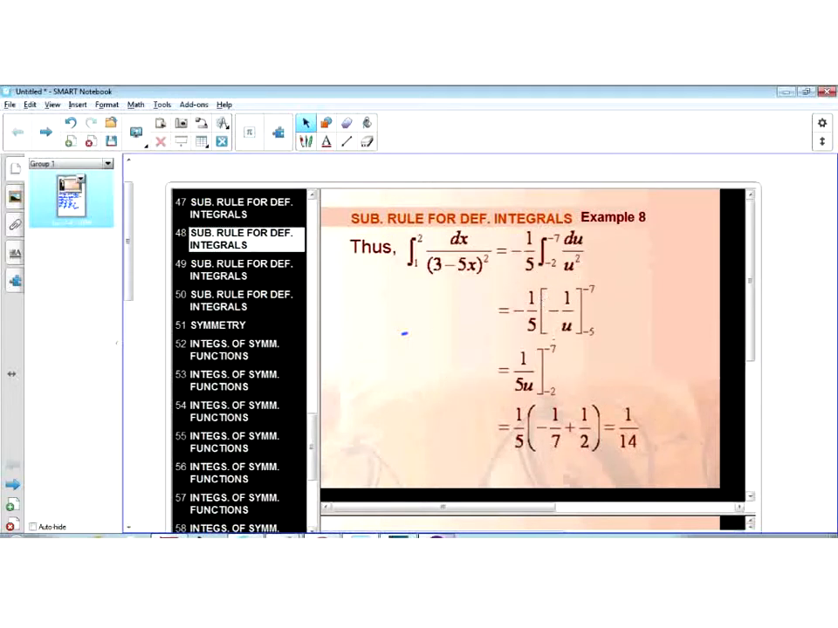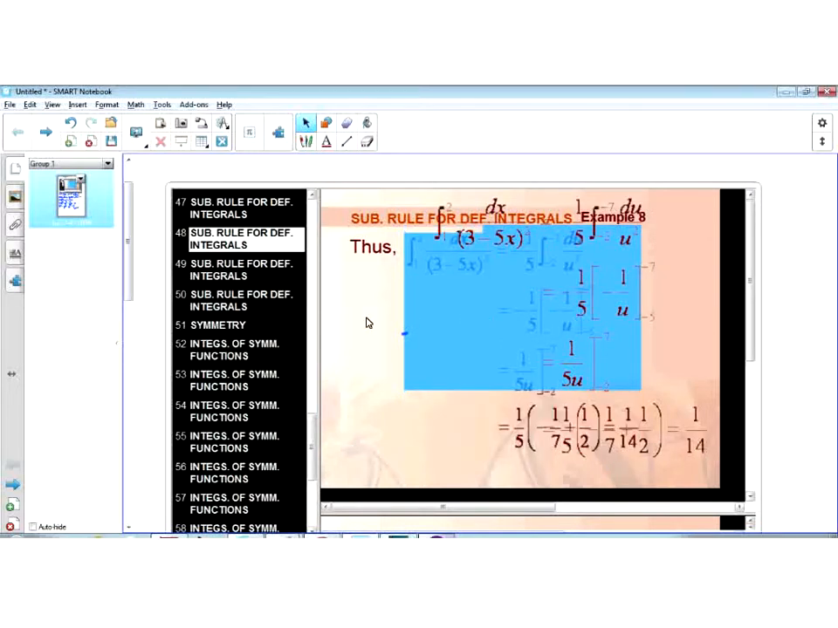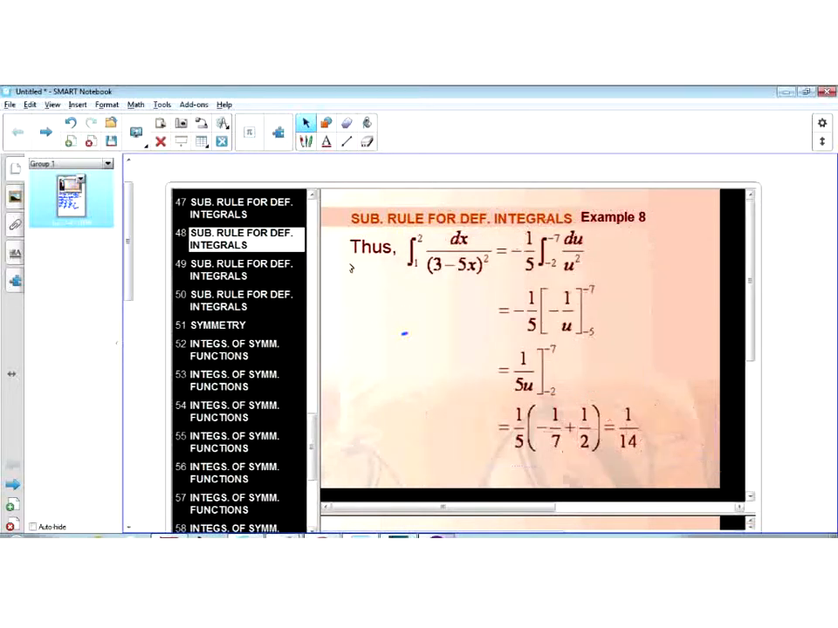Here they go, they replace, and then surprisingly they decided not to flip the bounds of integration. They just left it there, which is fine. And so you evaluate 1 over 5u from... why did they? I think this should be negative 2. Oops. I think this is a typo here. This should be negative 2 right there, not negative 5. And so the answer is 1/14.